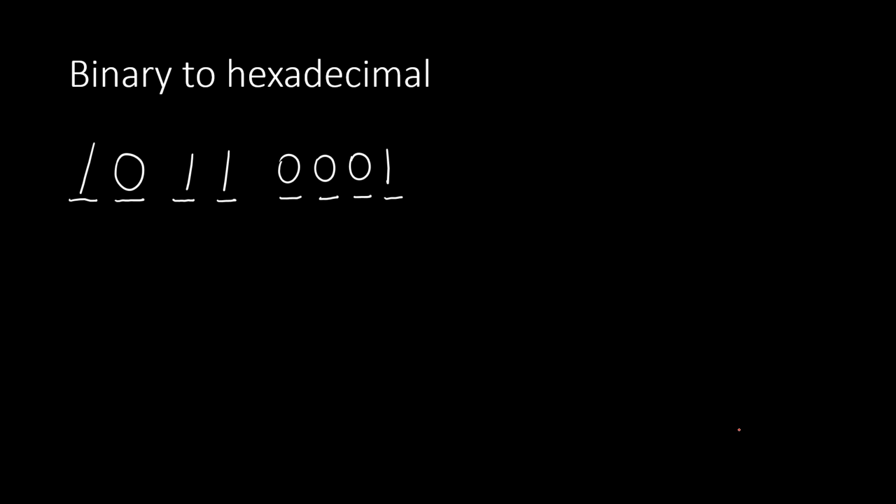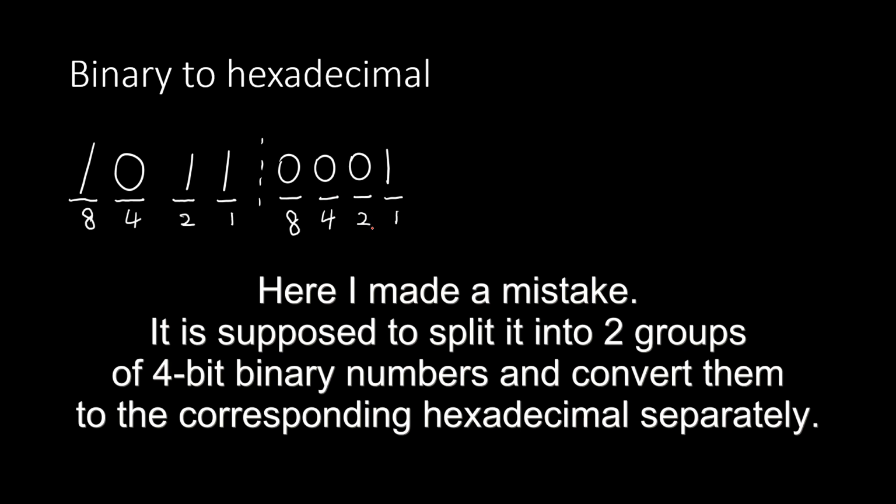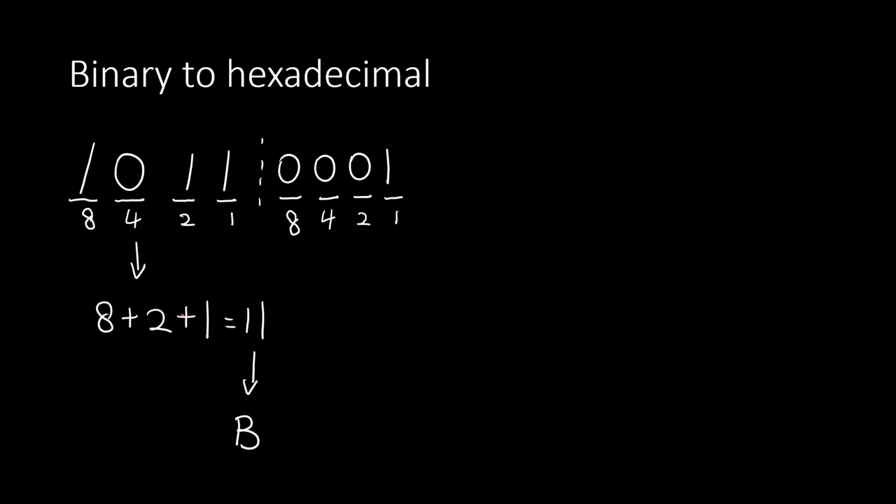Well, what happens if we have more than 4 bits? For example, 8 bits. Here we have 8 digits. So what we do is we just split it up into 4-bit groups, with 4 bits on the left and 4 bits on the right. Then we write the bit weights for the individual bits, starting with 1 at the right-hand side, then up to 8 on the left-hand side. Then we just add them up separately.